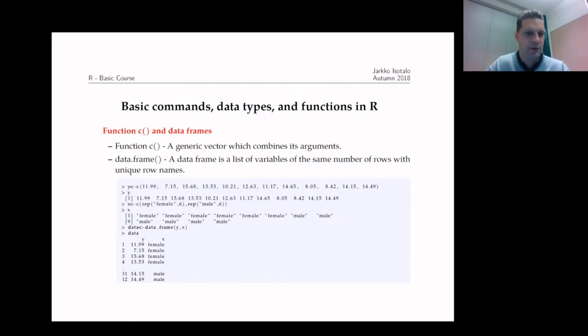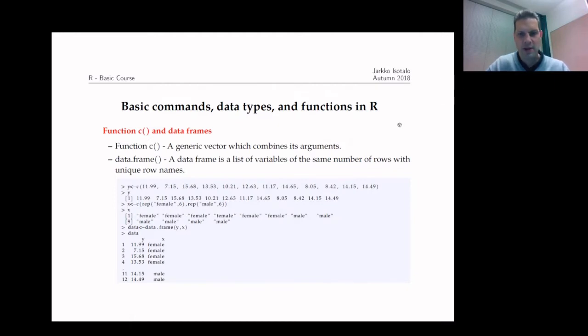That means that if we use the function c, we can then construct, for example, vectors containing real numbers, or we can construct a vector which contains some words or characters. The data frame, on the other hand, is a sort of list of variables of the same number of rows with unique row names. So this is basically the function that is used to create our datasets.